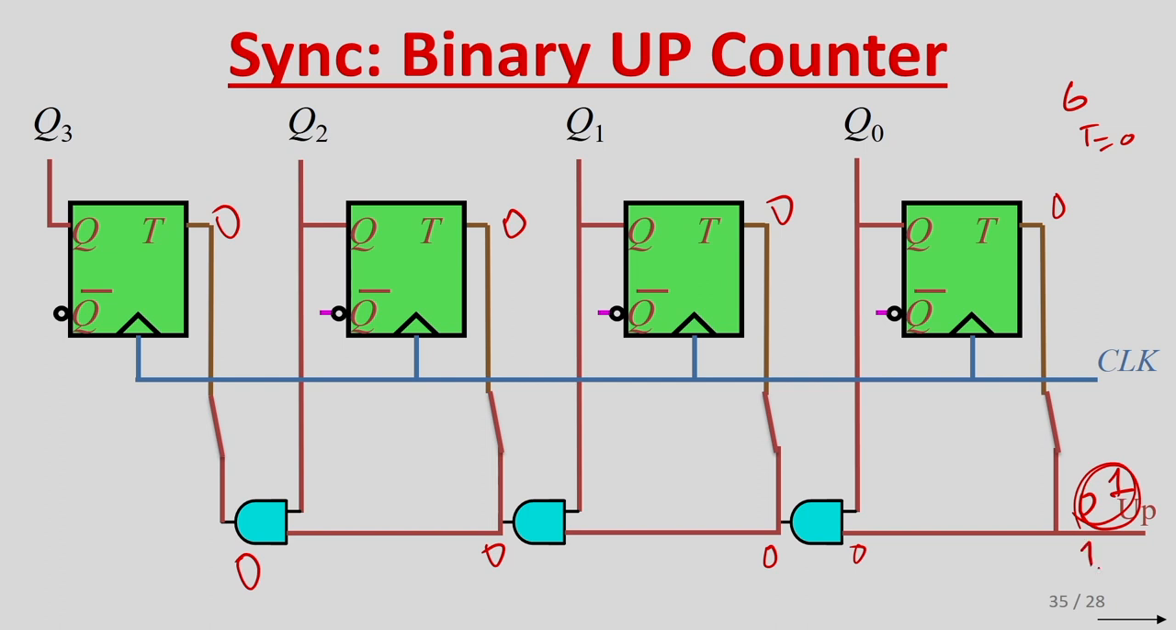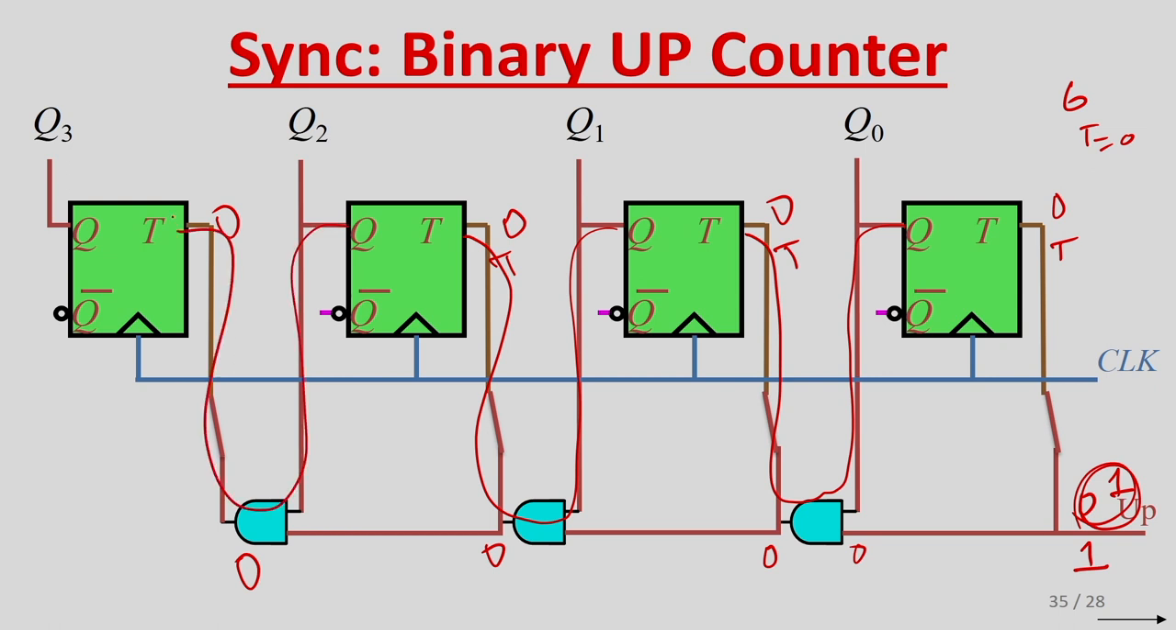So whatever the value is, it retains. If it is 1, then T is equal to 1, and the output of this Q gets transferred. If the up value is 1, then only the output of one stage gets transferred to the next.